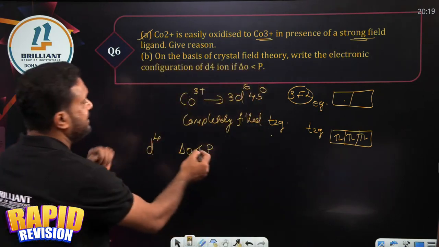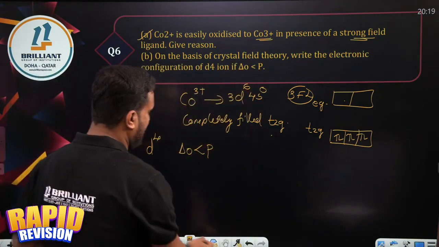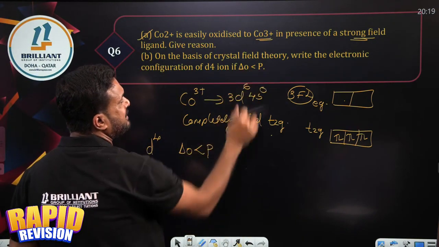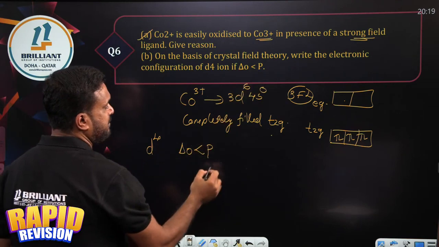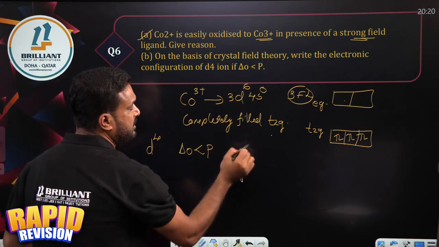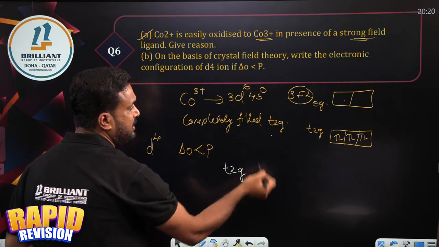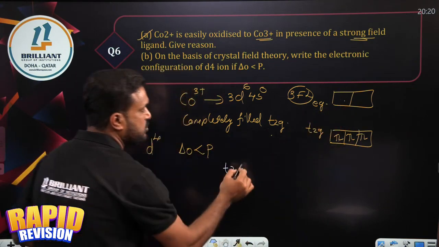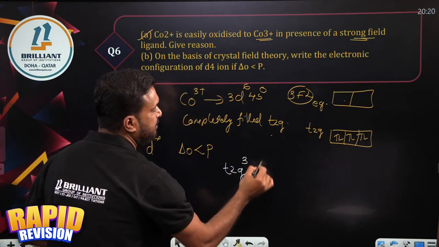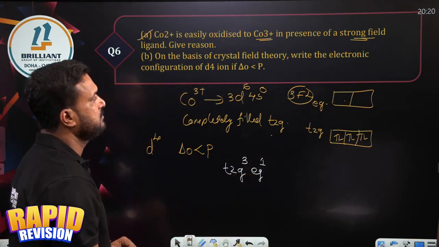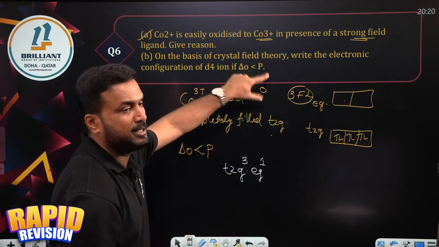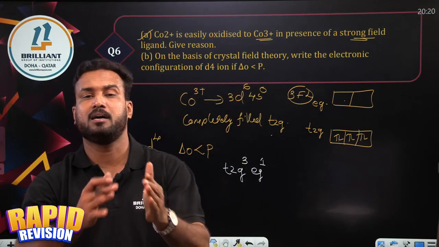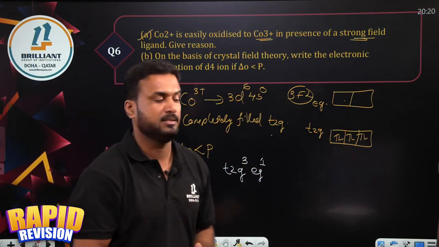Yes. See, delta O less than P. So delta O less than P means the pairing energy is much more, which means pairing up will not take place. We have T2G. You know that here T2G will be 4, means 1, 2, 3 and 1, 4 over here. So T2G 3, EG will be what? 1. Because pairing energy is much more than delta O. Delta O is the octahedral splitting energy.